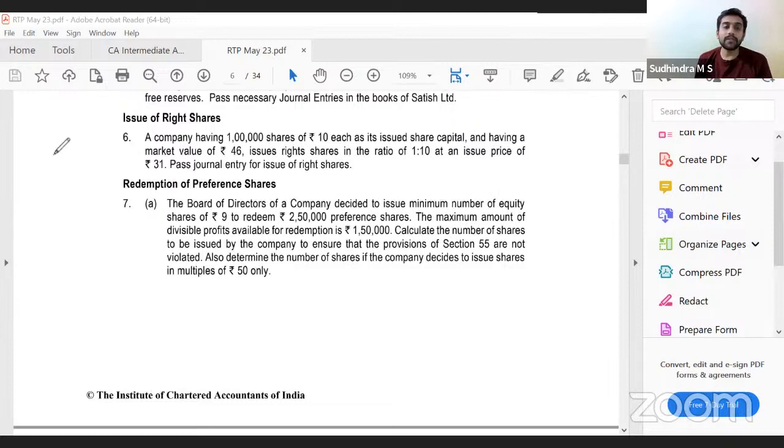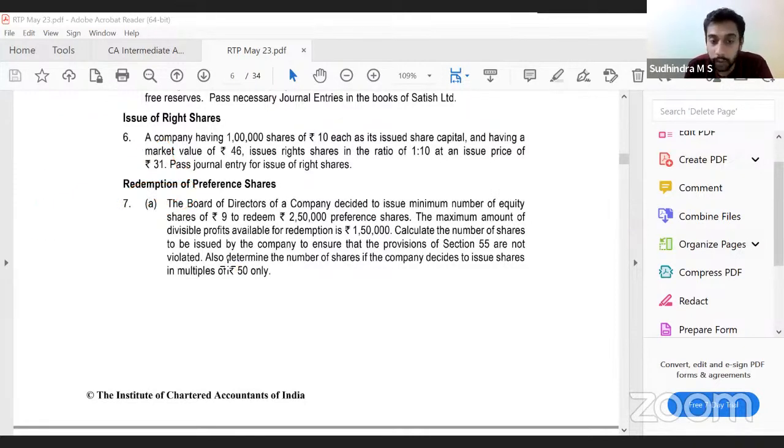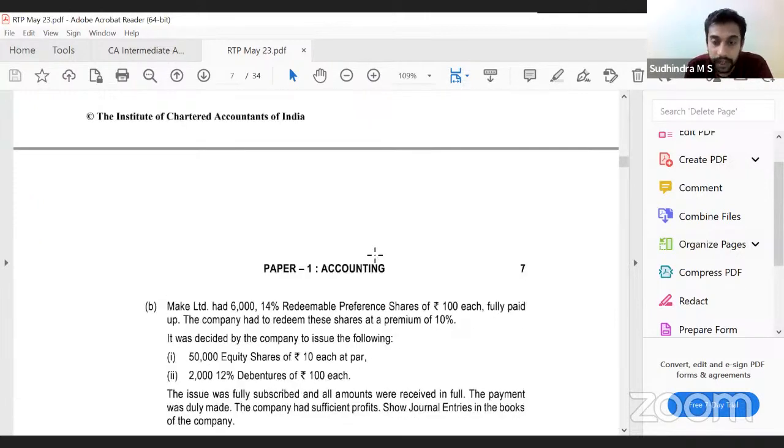So what we got was 11,112. We cannot issue 11,112 because it should be in multiples of 50. It should be either 11,100 or 11,150. If I go with 11,100 shares, then there will be a shortage of 12 shares. So I have to go with the higher number, 11,150. Everyone understood? So such questions can be asked. This rupees is wrong, it should be 50. Printing error.